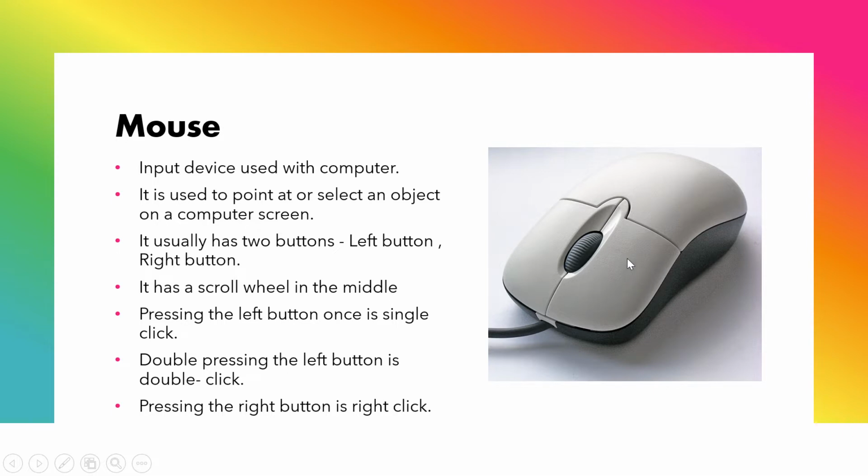Pressing the left button once is a single click, and when you double press the left button, it is known as a double click. Means you press it twice, it will be a double click. When you press the right button, it is known as a right click. So items can be moved or selected by pressing the mouse buttons.